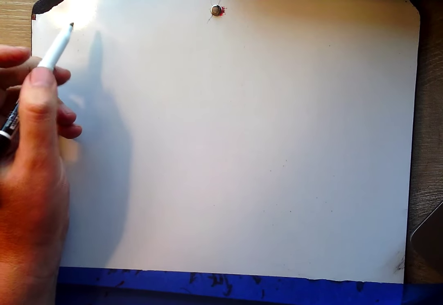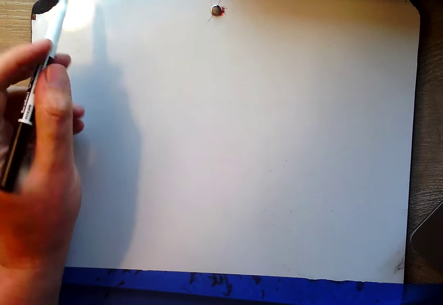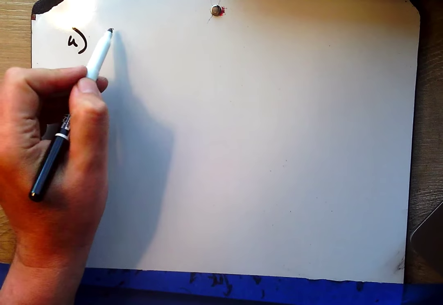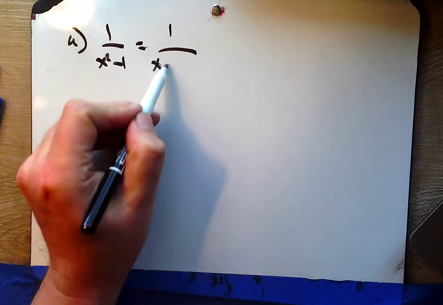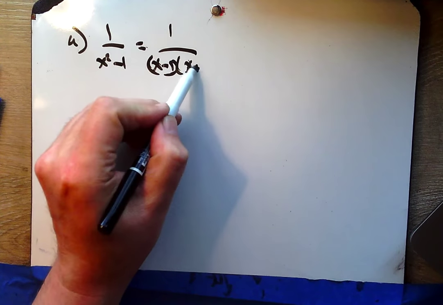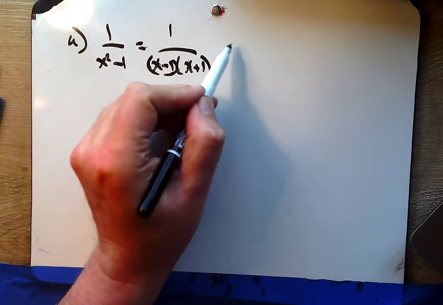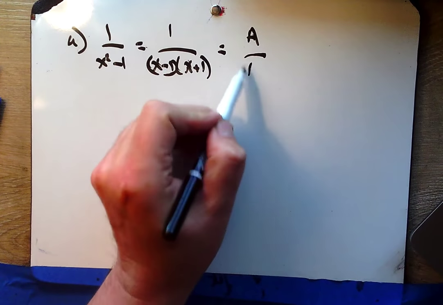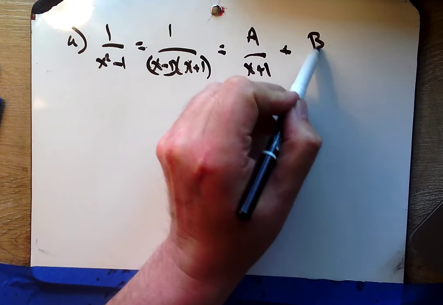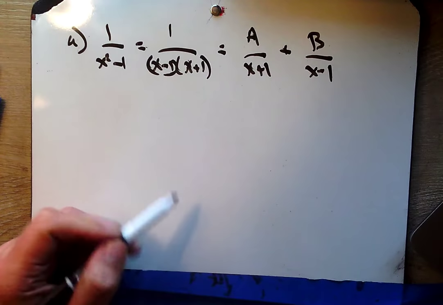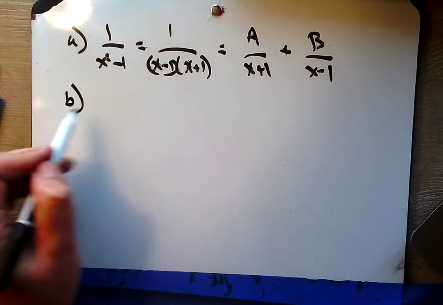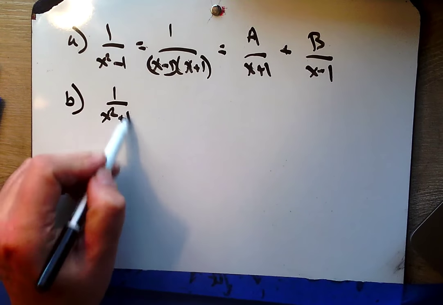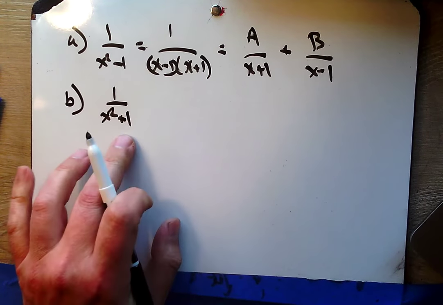How would the setups for these 3 be different? All right, so part A, I've got 1 over x squared minus 1, which is the same as 1 over x minus 1, x plus 1. And so my setup would be a over x plus 1 and b over x minus 1. That's non-repeated linear factors. That's case 1. This one, however, that's case 3.